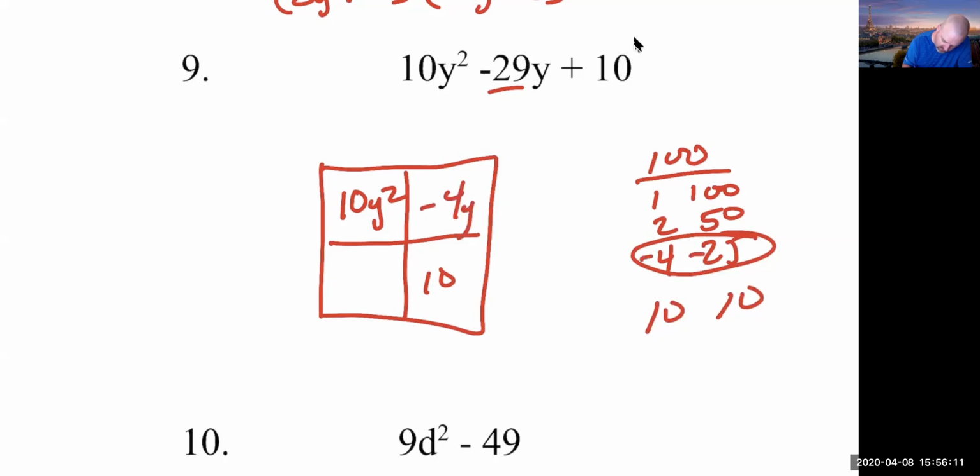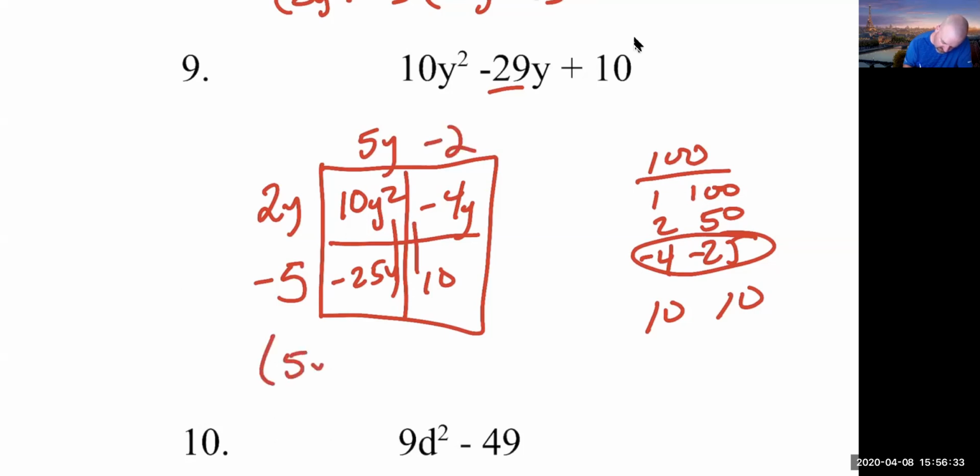So -4y and -25y. And now it's GCF time. Across the top, 10y squared and -4y, we've got 2y. Across the bottom, -25y and 10, we have -5. Up and down, 10y squared and -25y, we have 5y. Up and down, -4y and 10 is -2. So we get 5y minus 2 and 2y minus 5.